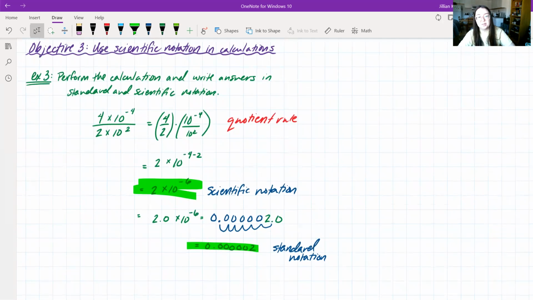So that is how you would go ahead and use calculations with standard and scientific notation.